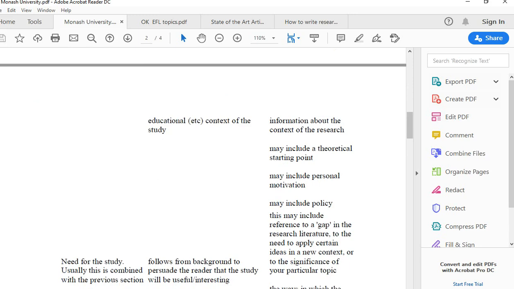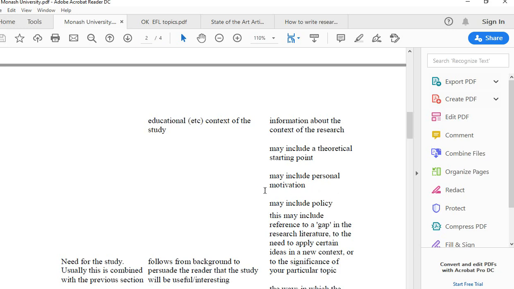Then it can also include a theoretical starting point. The main concepts you're going to use should be stated clearly in the background of your study. What kind of theories have you been working on, or what kind of theories related to your study are going to be used? You should give a brief report of those theories or theoretical points that you've studied in other books or related studies, and present them in the background of the study.